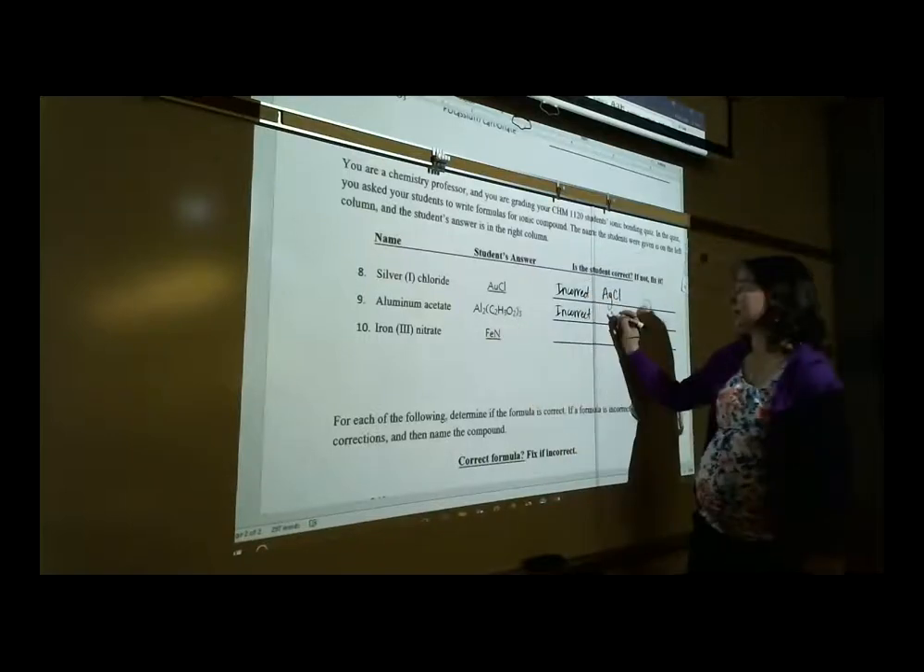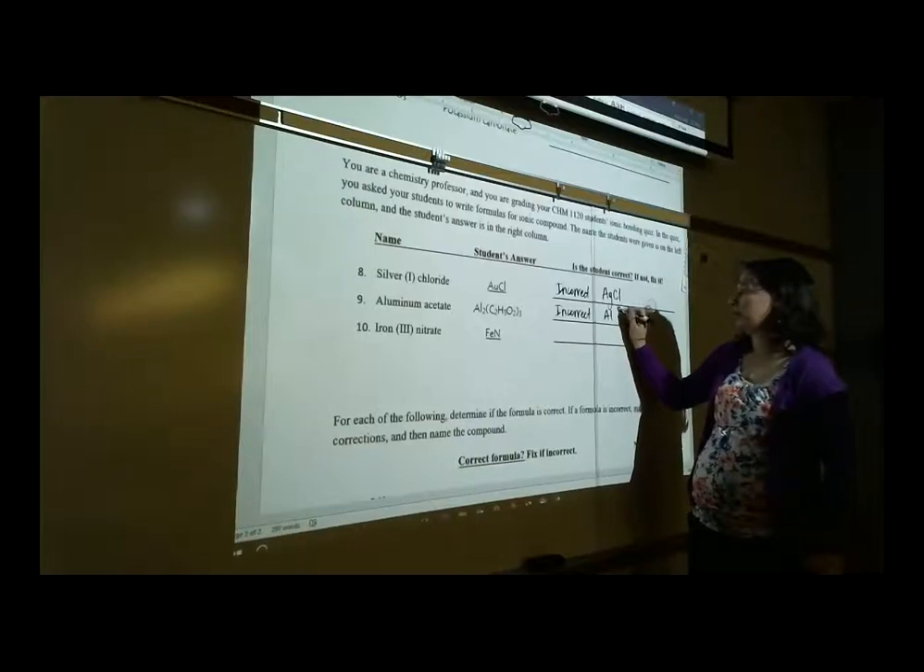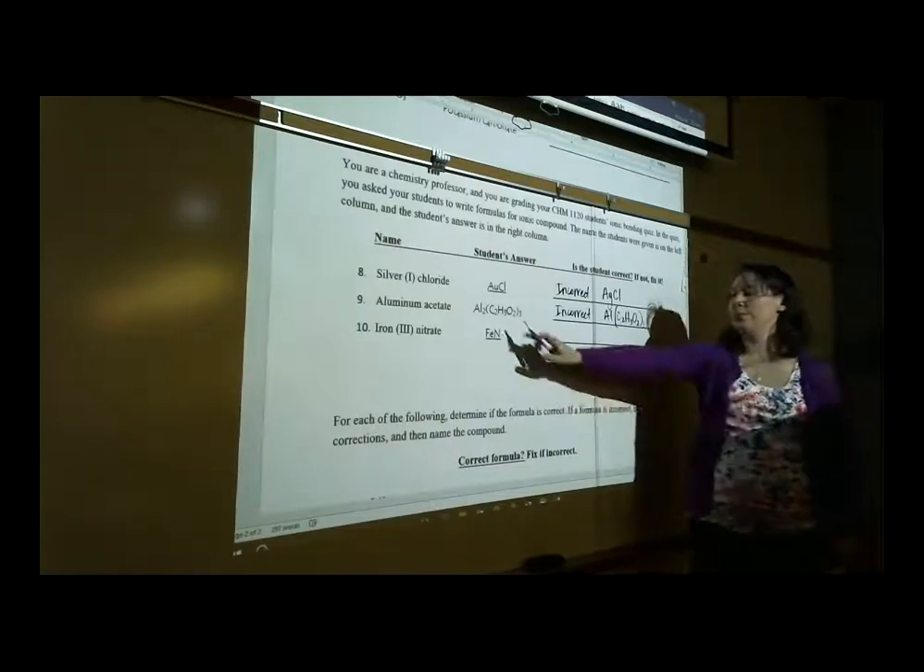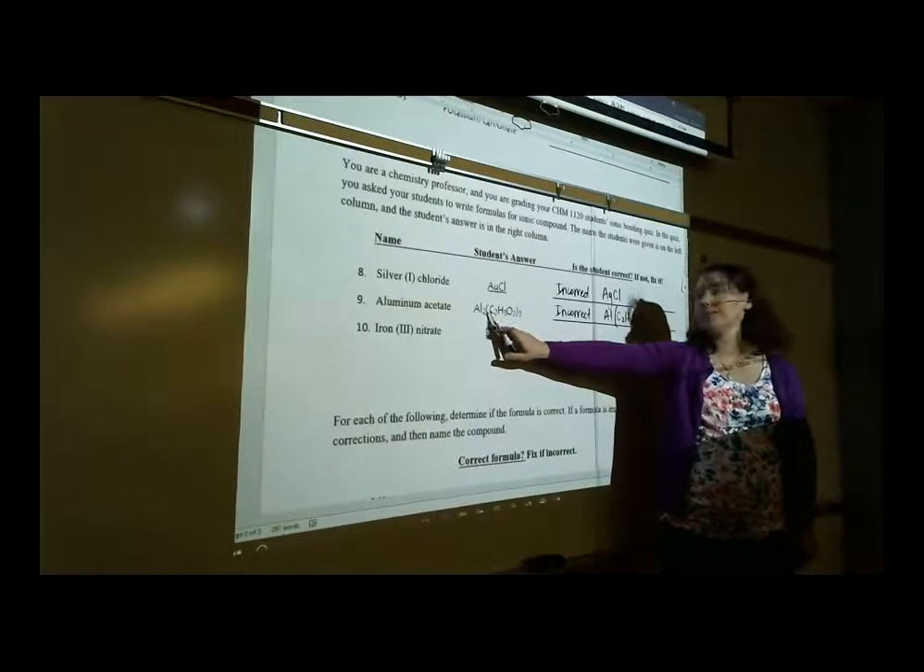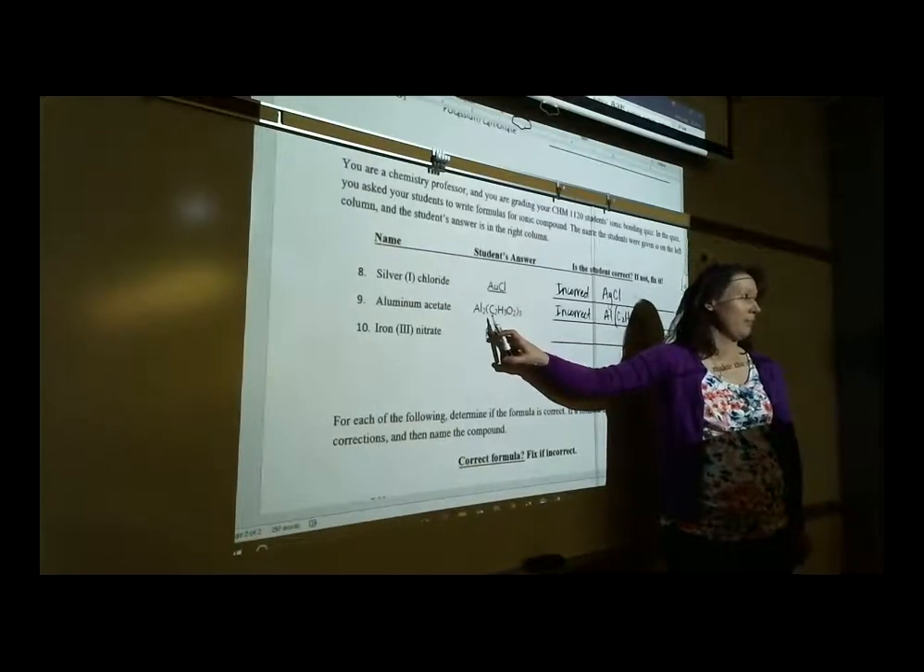So it should be Al what? C2H3O23. Everything's okay except that 2. This is a mistake I see a lot. For whatever reason, students memorize acetate as a -2 charge, and it's not. It's a -1.